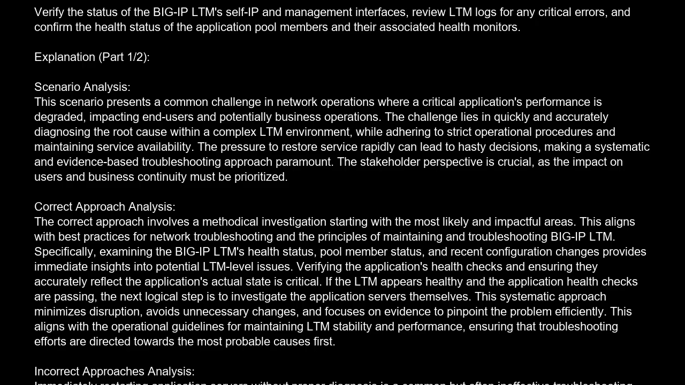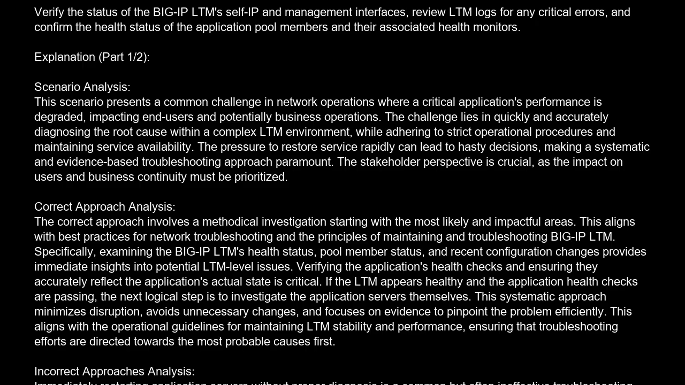Correct approach analysis. The correct approach involves a methodical investigation starting with the most likely and impactful areas. This aligns with best practices for network troubleshooting and the principles of maintaining and troubleshooting BIG-IP LTM. Specifically, examining the BIG-IP LTM's health status, pool member status, and recent configuration changes provides immediate insights into potential LTM-level issues. Verifying the application's health checks and ensuring they accurately reflect the application's actual state is critical.